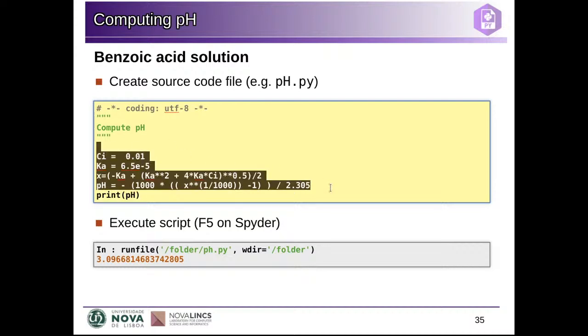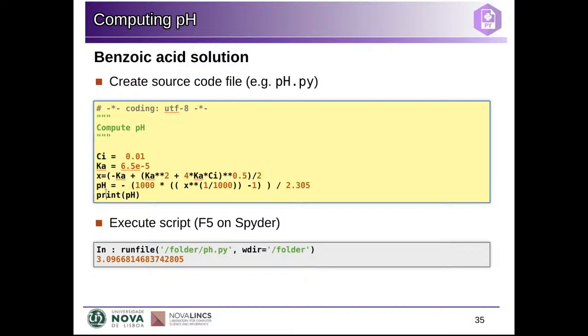So everything that you did here is not shown on the console. Python just does what you tell it and doesn't make a fuss. But then if you need something to appear, you can use print, and you print out the result. So this was the pH we computed.